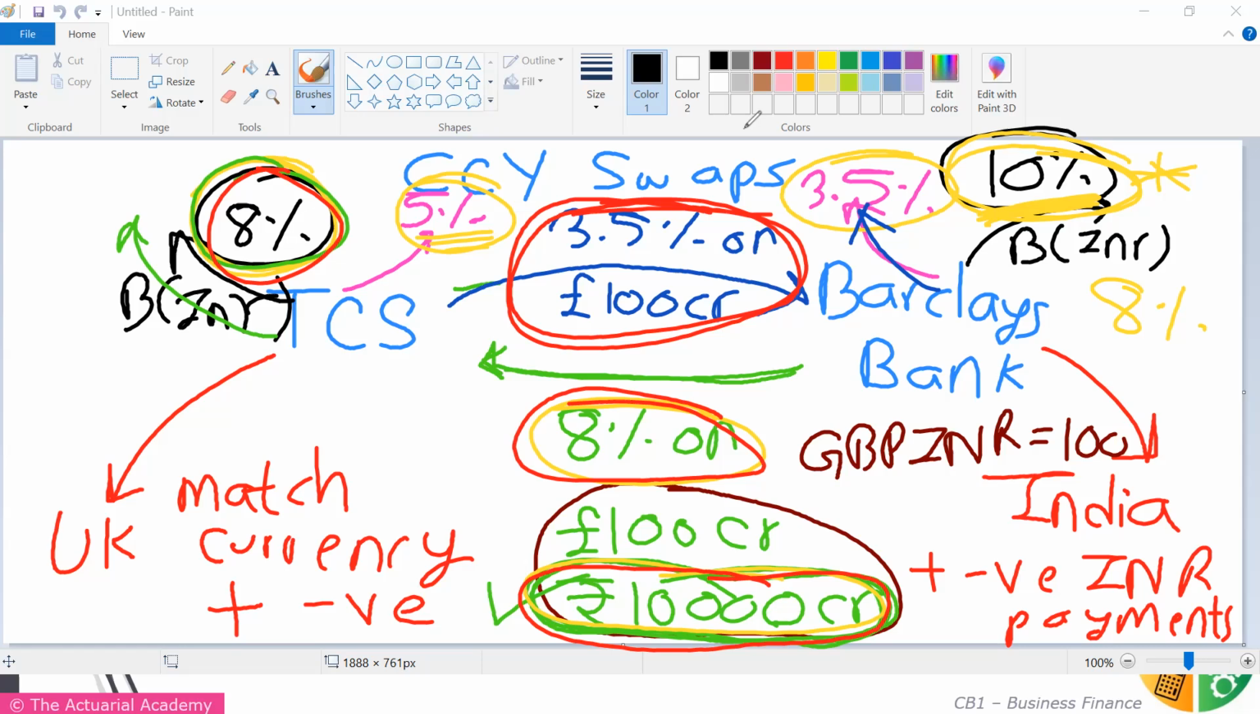In reality, an intermediary comes into the picture and both the parties pay a small fee, like half a percent, to the intermediary. And here we considered 3.5% fixed and 8% fixed, but this could be floating as well. So one party could pay a fixed rate in INR and another party could pay a floating rate in GBP. So that fixed-float difference can also arise. Here we assumed both as fixed just to ensure simplicity. So hope this example is clear to you.